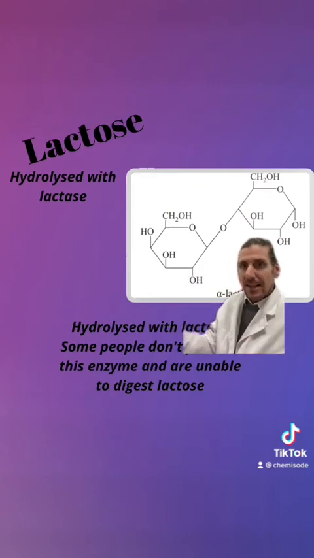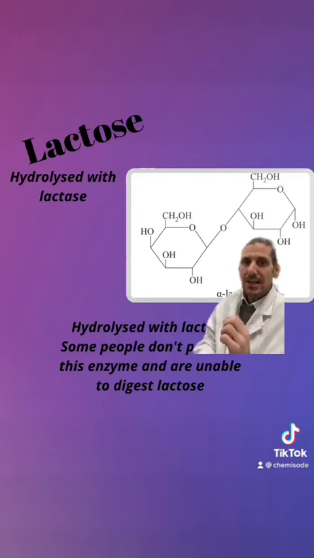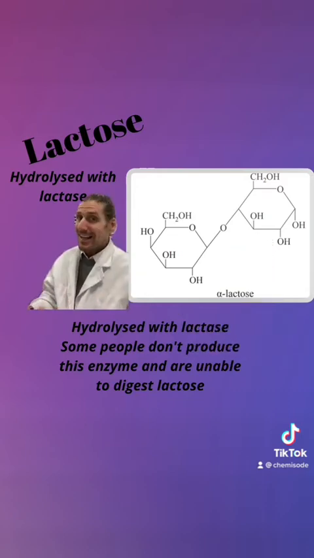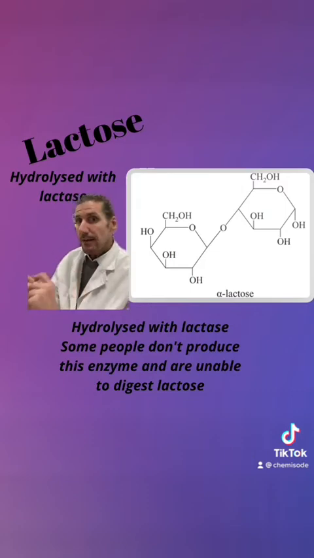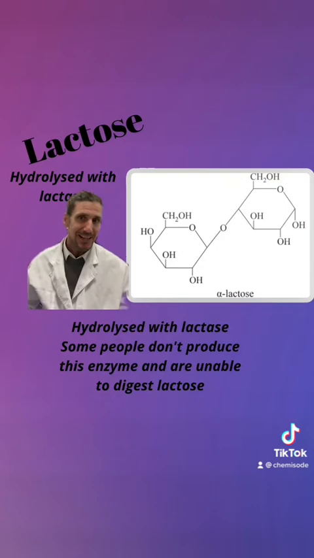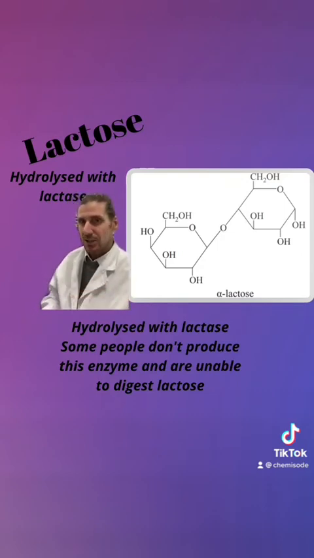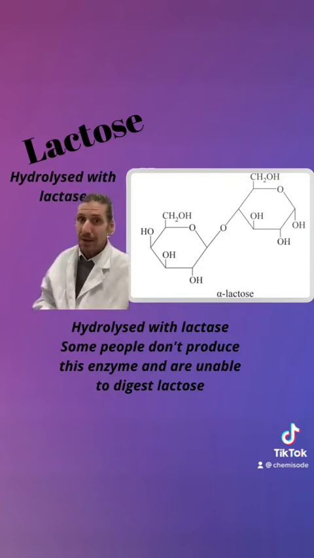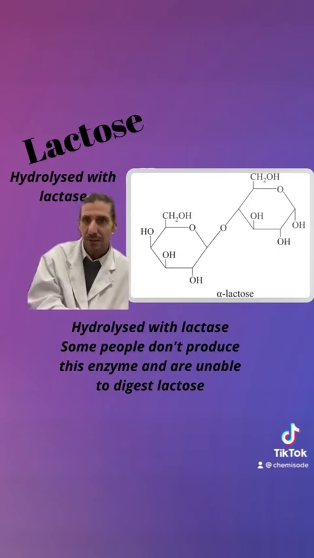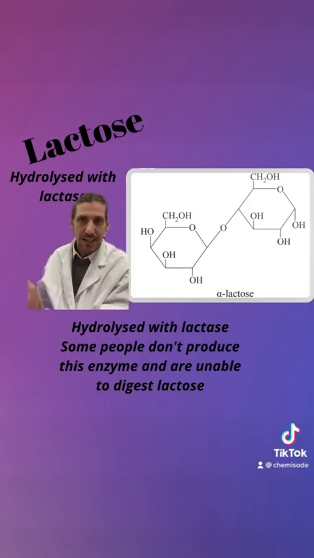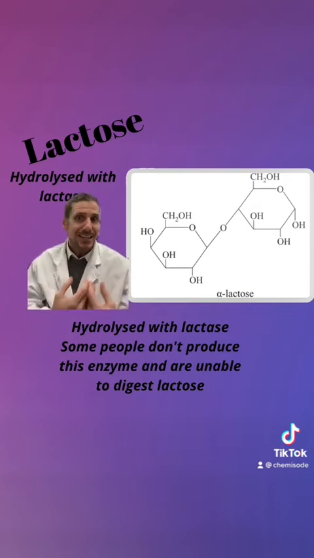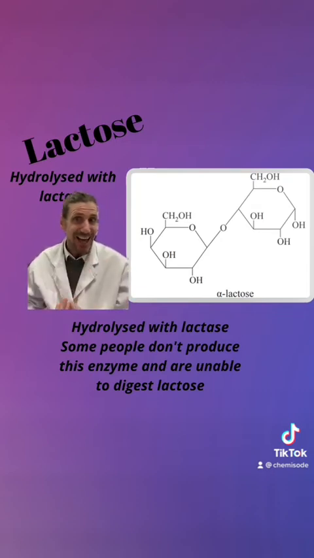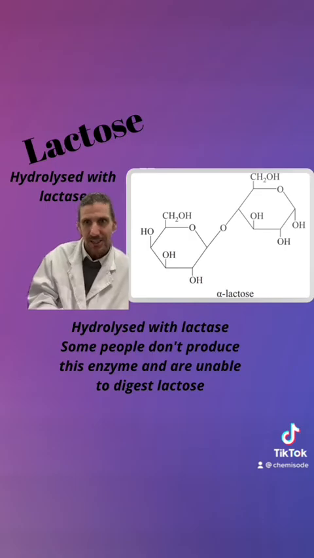Now this ether linkage requires a unique enzyme. That enzyme is lactase, and the interesting thing about this is not everyone can produce lactase. The people who can't produce lactase are known as lactose intolerant people, and they're the people who need to drink lactose-free milk, and they can't just drink your dairy stuff that you normally get from the cow because their bodies cannot digest it, because they lack the enzyme which can actually digest it.